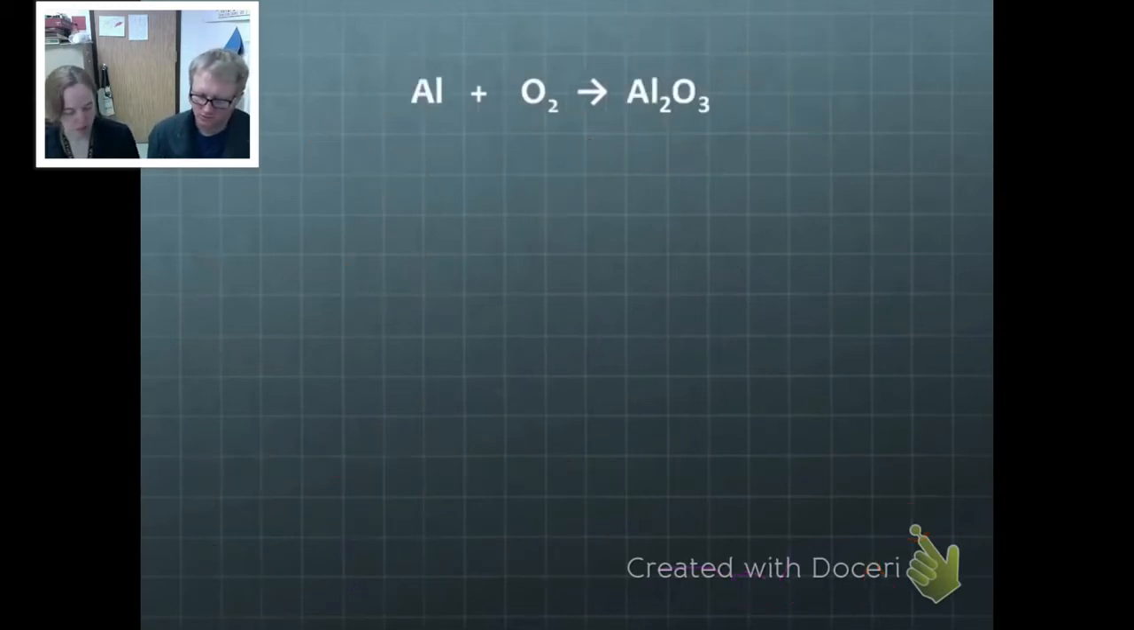We've got aluminum and oxygen, and those give me aluminum oxide. So what's the easy thing to assign oxidation numbers to? The free elements. Aluminum is by itself, so that's going to be 0. Oxygen is by itself, so that's 0. And I am out of free elements.